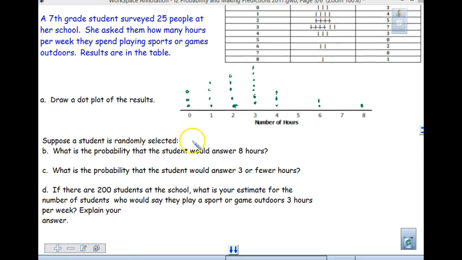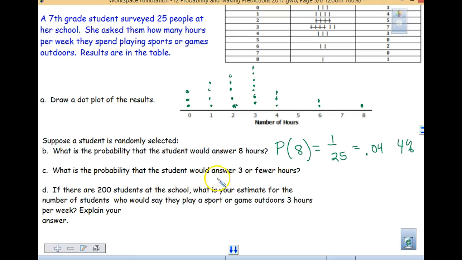So it says, suppose a student is selected at random. What's the probability that their answer is 8 hours? So how do we write that? Your answer looks like this. Probability of 8. P of 8. Okay, that means probability. So when you see this written like this, mathematically that means what's the probability of getting 8, which we would say is 1 out of 25. That's not very many. If you put it in your calculator, 25 times 4 gives you 100. That means 0.04 or 4%.